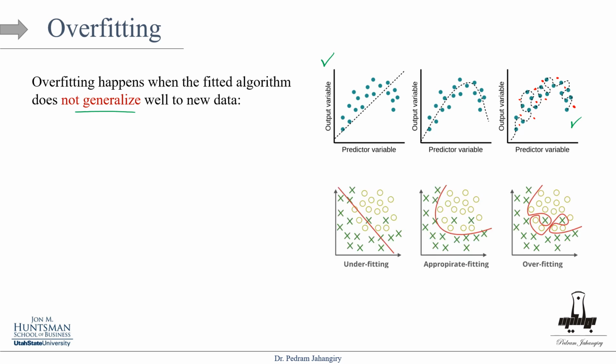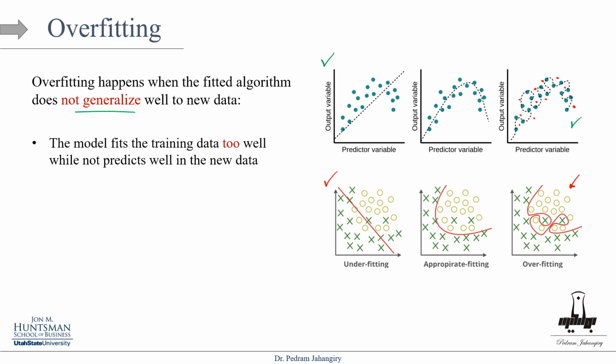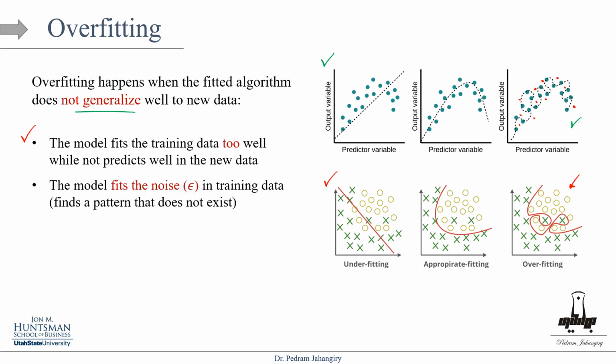And this is an example for classification. Again, we are pushing it too much. The model is too complex, and we are unnecessarily capturing these things correctly in the train set, which we don't need, right? This model does not generalize well. The model fits the train data too well while not predicting well in new data. So these are different versions of defining overfitting.